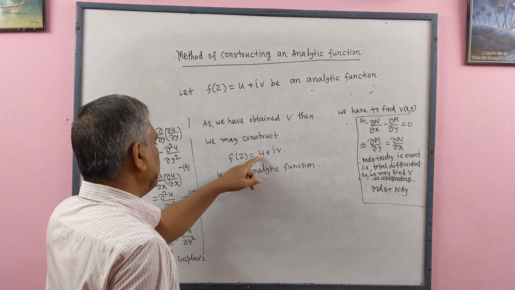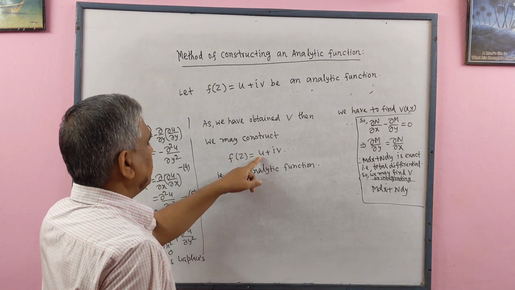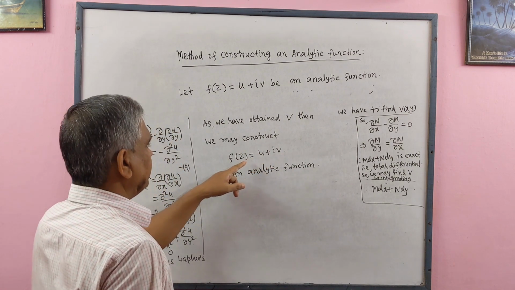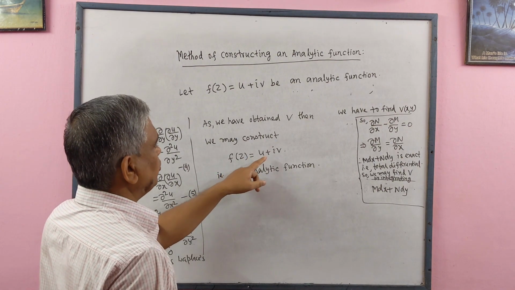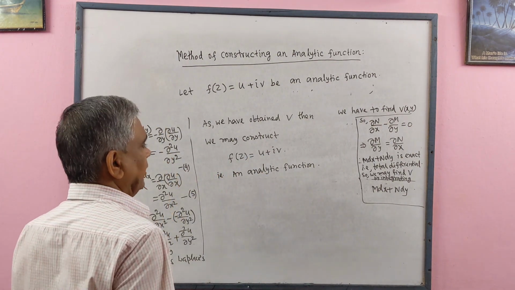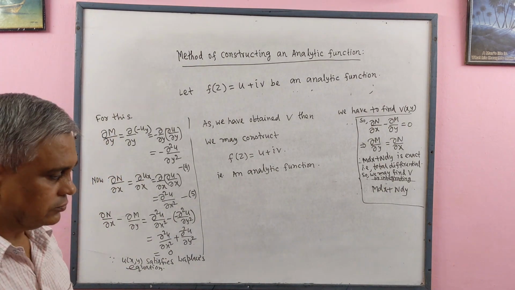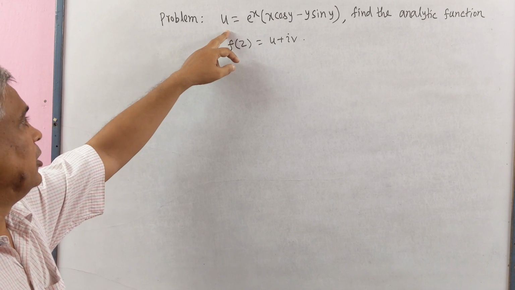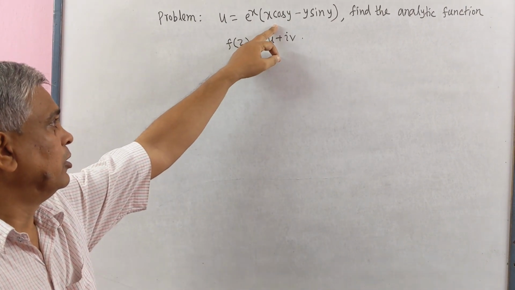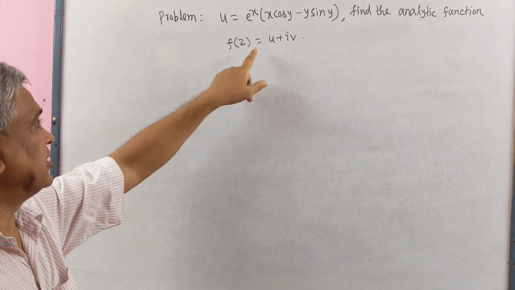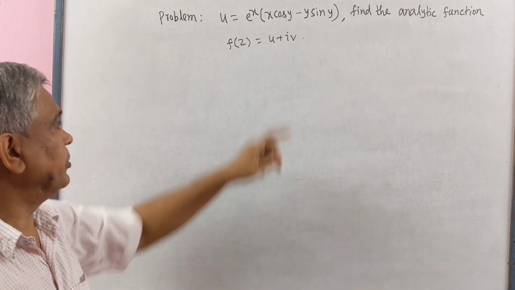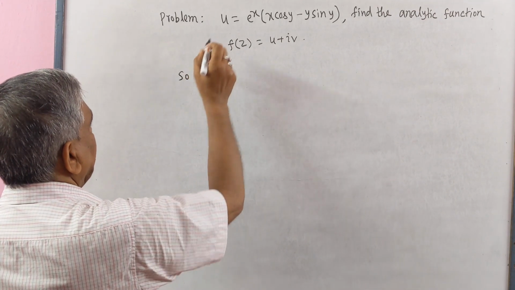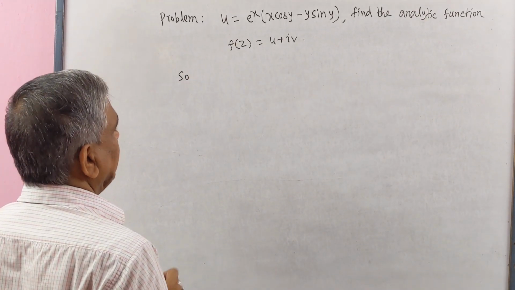Here u is already given, and with the help of u we find v, then we get f(z) equal to u plus iv, which is an analytic function. Now we solve a problem in which u is given. We have to find the analytic function f(z) equal to u plus iv. So firstly we have to find ∂u/∂x and ∂u/∂y.